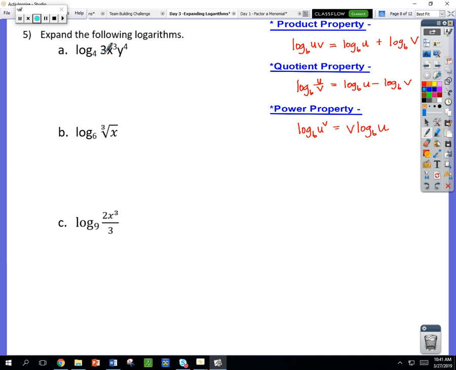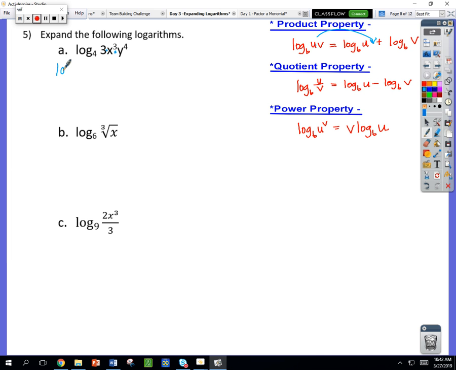So there is an operation here. This is 3 times that. And then there's another operation here. This is x to the third times y to the fourth. So I should have a log for this, a log for this, and a log for this. And the operation that's going to be separating the multiplication is addition.